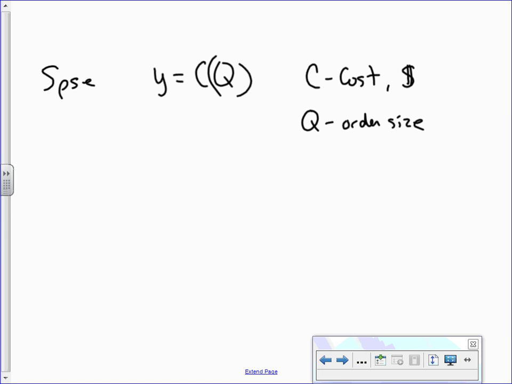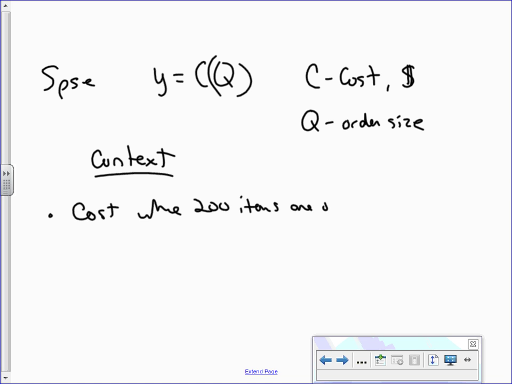So this is a problem that's in context, and that means that your answer has to be in context. All right? So if I ask you to find the cost when 200 items are ordered, find the cost when 200 items are ordered. We're not going to actually work these again. We're just going to set them up.